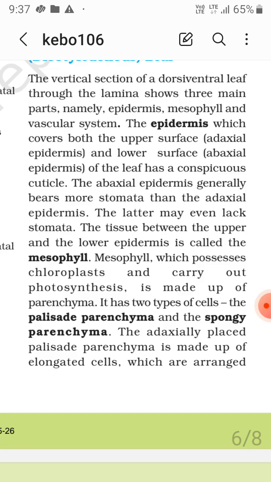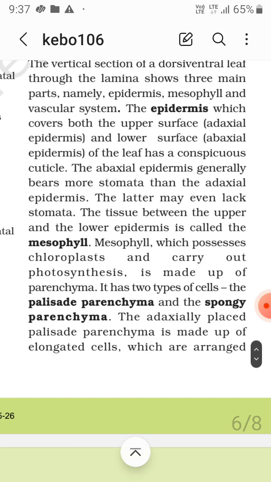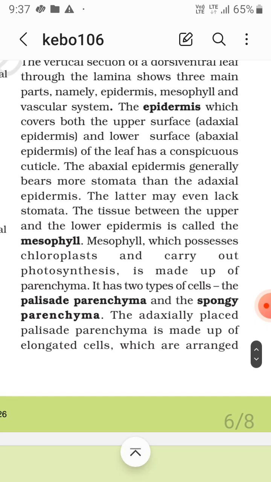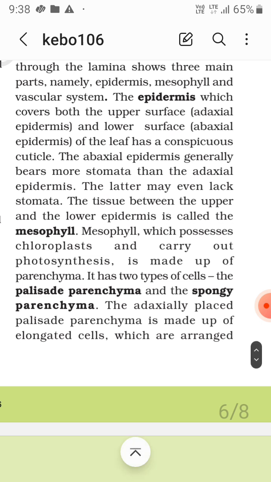The abaxial, it's kind of opposite, you can remember it like that. The abaxial epidermis generally bears more stomata than the adaxial epidermis. The latter may even lack stomata. That means the adaxial, the upper surface, may even lack them. It's completely opposite, right?